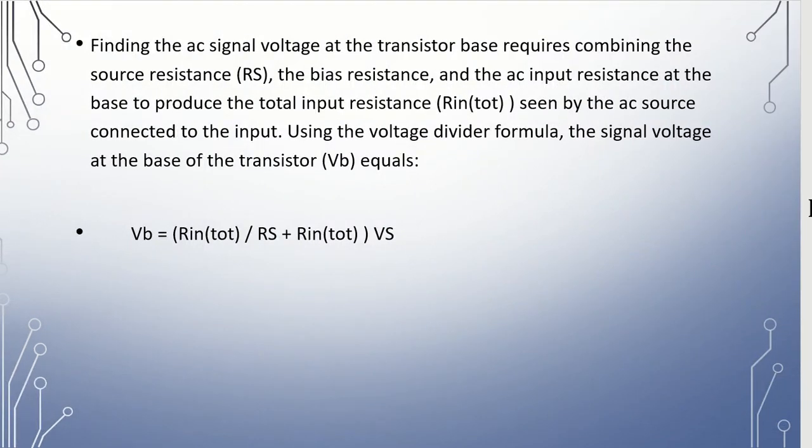Finding the AC signal voltage at the transistor base requires combining the source resistance Rs, the bias resistance, and the AC input resistance at the base to produce the total input resistance Rin(tot) seen by the AC source connected to the input. Using the voltage divider formula, the signal voltage at the base of the transistor, VB, equals Rin(tot) divided by Rs plus Rin(tot), times Vs.